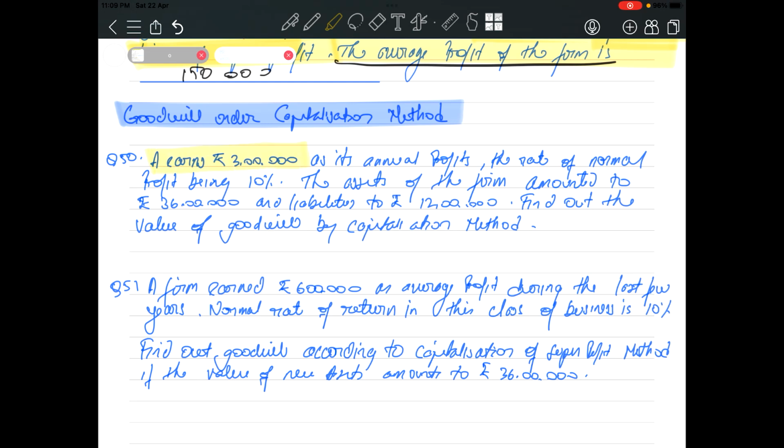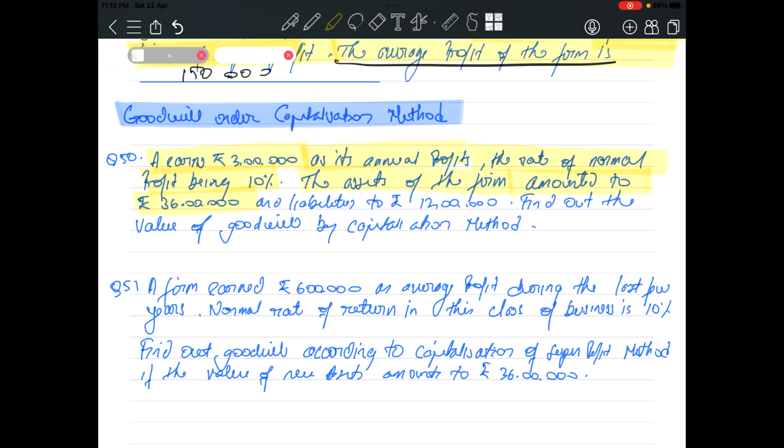A earns rupees 3 lakhs as its annual profit. So in a year A is earning 3 lakh rupees. Now the rate of normal profit being 10%. So normally people earn 10% in the market, in the industry. The asset of the firm amounted to rupees 36 lakhs.